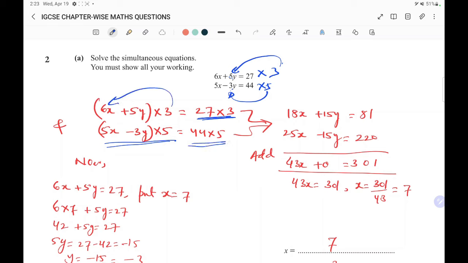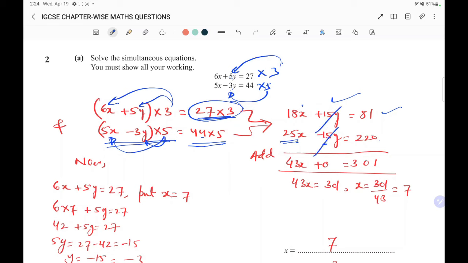Now 6 times 3, that is 18. Then 6 times 5, 15y. Then 27 times 3, that is 81. Now 5 times 5, 25. Now 5 times 3y, minus 15y, and 44 times 5, 220, and just add.